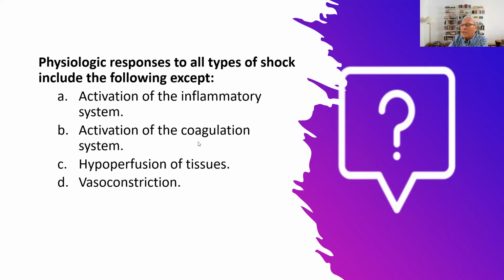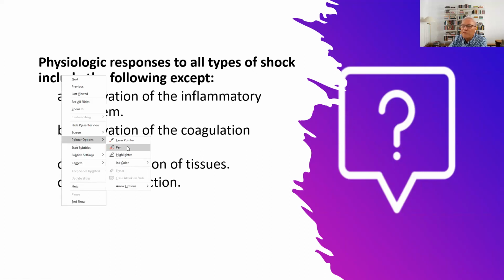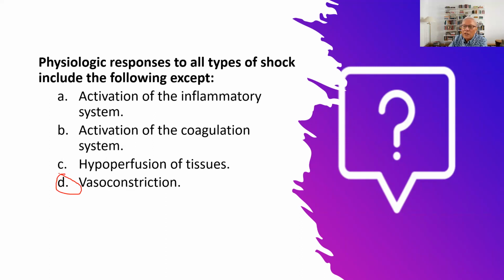All right, so whenever we have a shock, there's going to be an activation of the inflammatory system. What does not happen is letter D. So the correct answer here is vasoconstriction. Now, why vasoconstriction? Well, what happens is actually vasodilation, not vasoconstriction. And it occurs because of the body's immune response. Option A, activation of the inflammatory system, occurs as a response to the invasion of microorganisms.